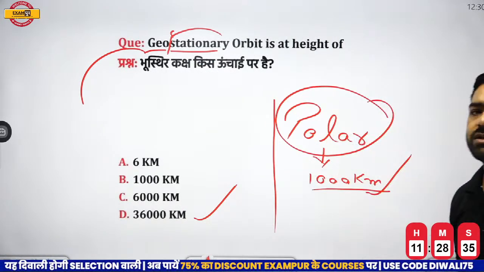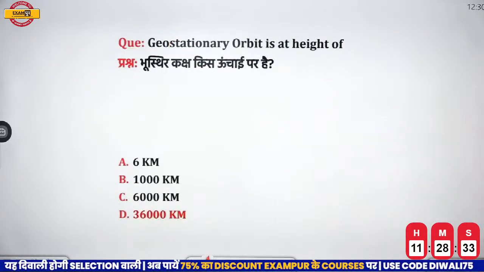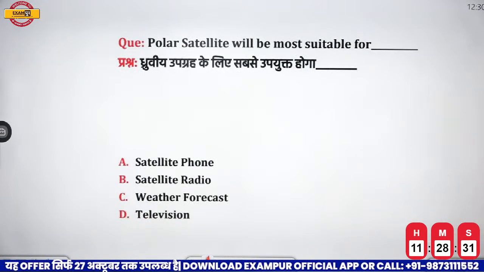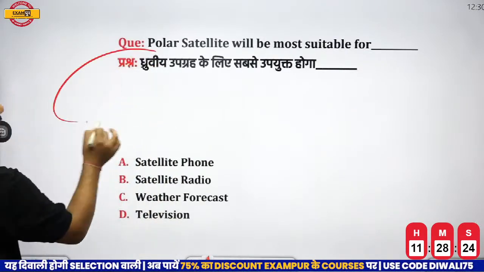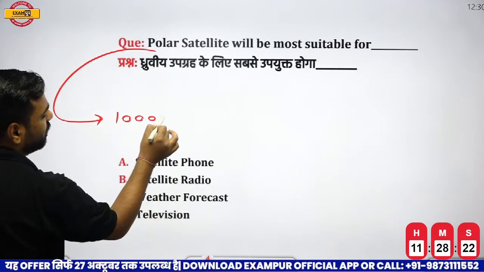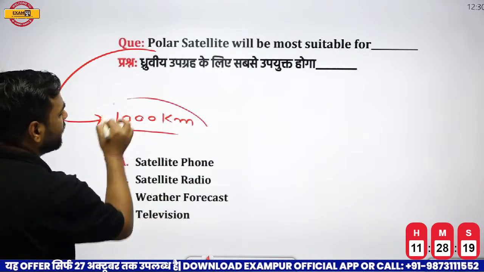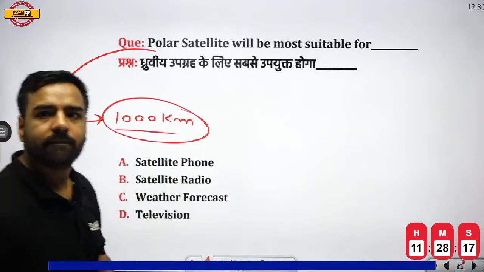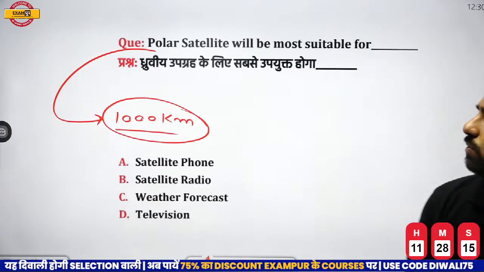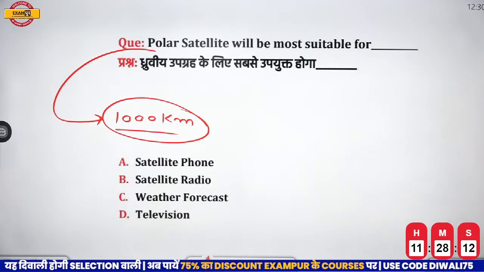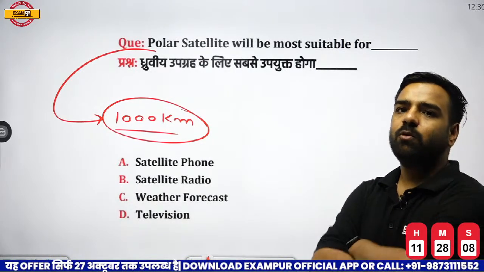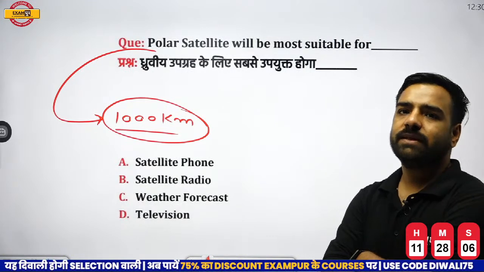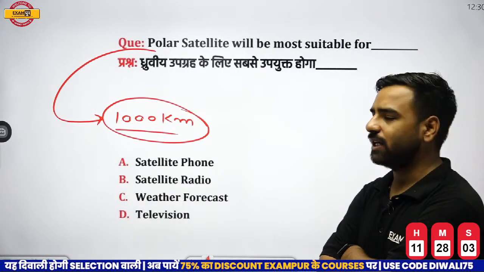Now where they are used, let us see. The next question: polar satellite will be most suitable for dash. We have discussed the orbit for polar satellites, 1,000 kilometers, but where are they used? Now this is the question. Polar satellites will be most suitable for what? Satellite phone, satellite radio, weather forecast or television.